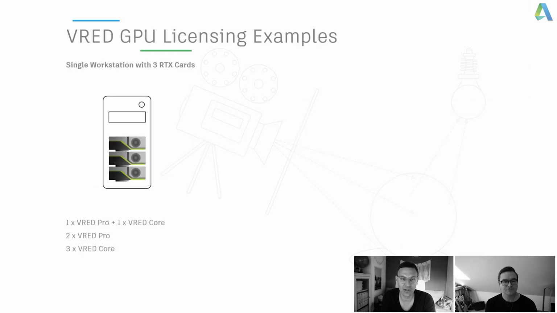So let's just look at some examples. Just imagine you have a single workstation with 3 RTX cards. Because we learned we can put, in most common workstations, 3 RTX cards. So if I have only a VRED Pro license, I can only use 2 of those cards. So I need an additional VRED Core license to run my 3 RTX cards. I could also use 2 VRED Pro licenses for it. Or if I only use this computer for clustering or for streaming, so in cases that I don't need a UI, then 3 VRED Core licenses are also possible.